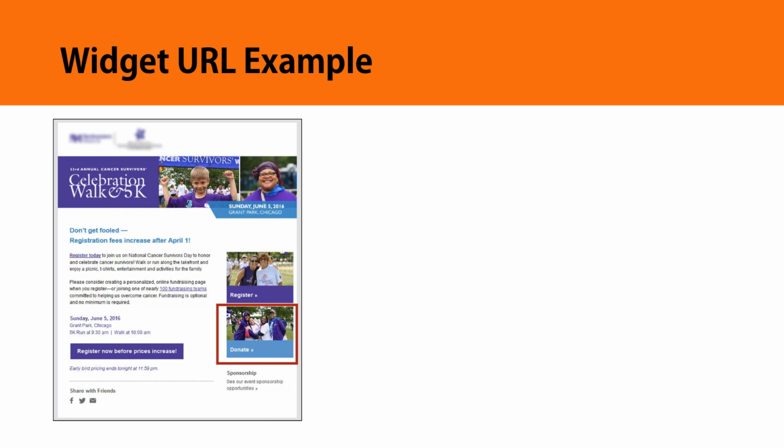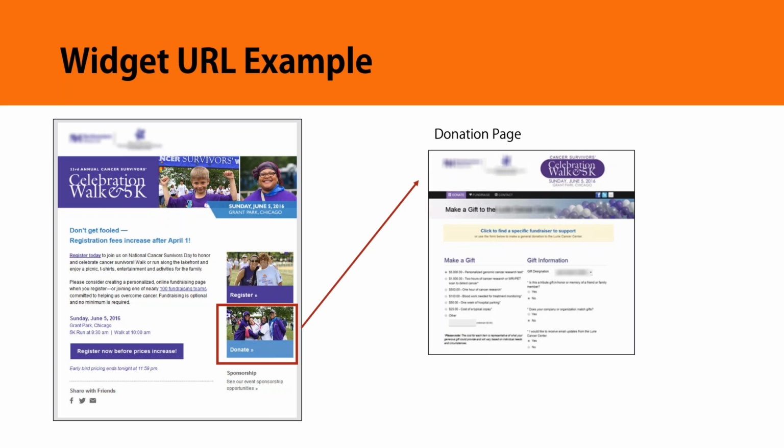So to give a little bit more real-life example of what this widget URL and referring URL means, here's an example of the 5th email that we sent in our series for the Cancer Survivors Walk. And let's say someone clicked on the donate button that I have highlighted here in the right-hand column. As you'd expect, if they click on it, it's going to take them to a donation page. And if they go through and complete that transaction on the Kimbia form, that's considered the widget URL.